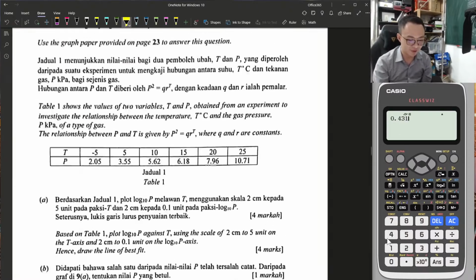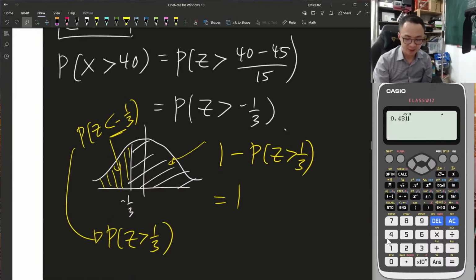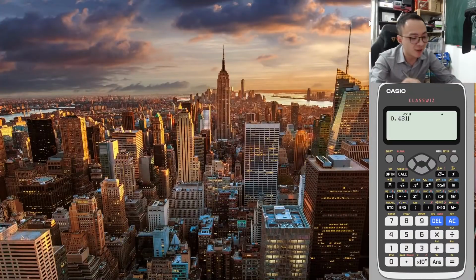I need to scroll so many. Oops, it's over here. So it's minus 0.431. Oh my god, what's wrong? Why doesn't it let me write? I think I need to close it and open again.